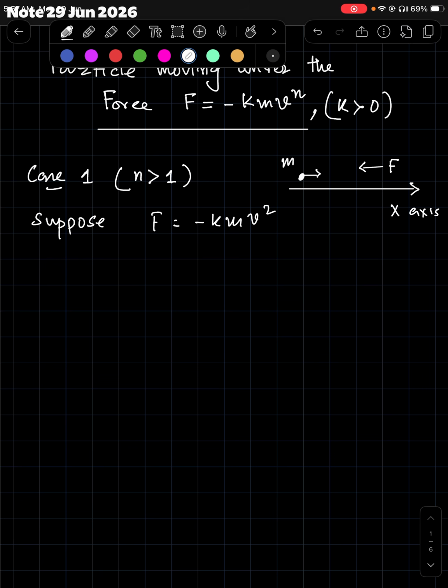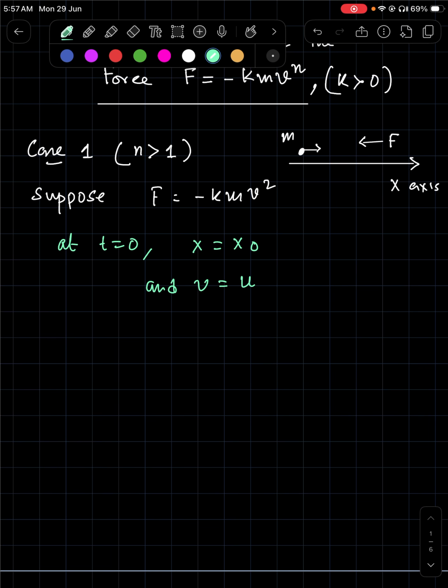There are two solutions of this equation, and for two solutions we have to pick two initial conditions. So at t equal to 0, we have taken the position of the particle at x equal to x naught and its velocity equal to u. So let us solve it.